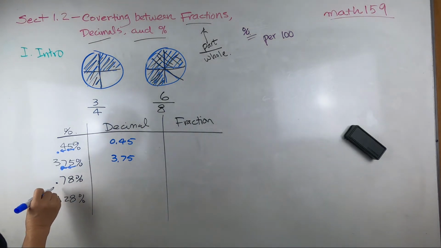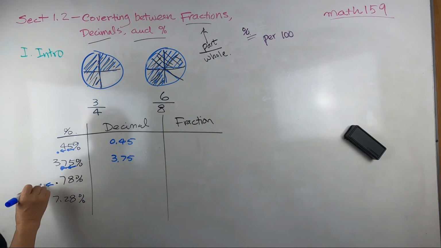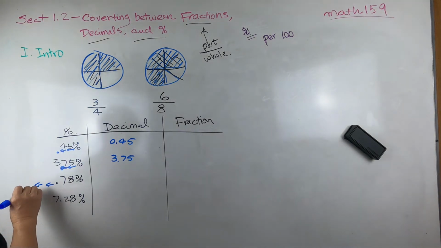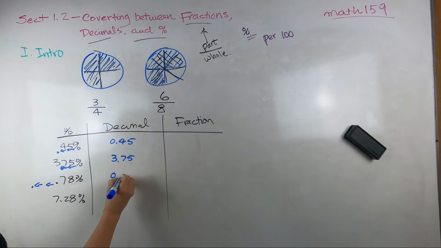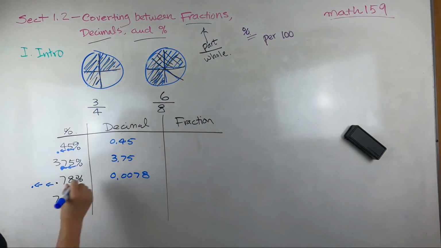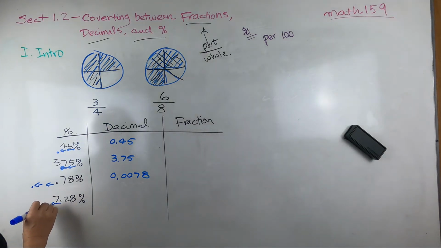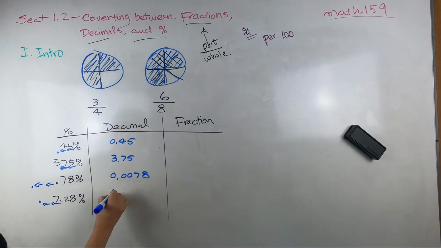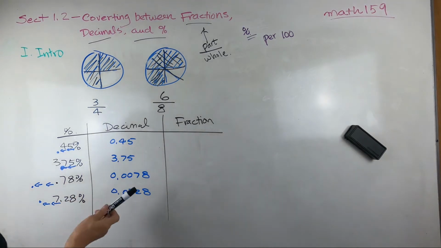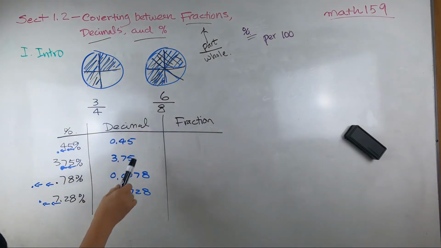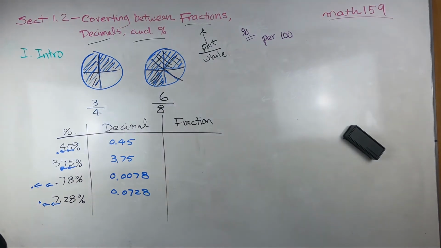Then this one, 0.78%. You move 2 places. What do you have? It's here, so you have 0.0078. You fill in with zeros, right? How about 7.28%? You move 2 places, and that would be 0.0728, right? So that's how we convert the percentage to decimals.